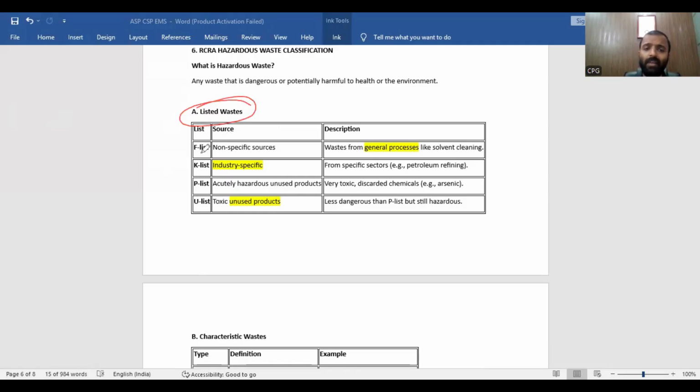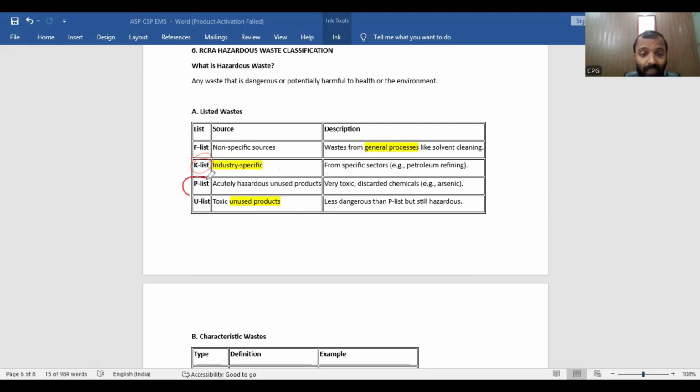It has given the classification, which is F list, K list, P list, U list. What is F list? Very general process, non-specific sources, waste from general processes like solvent cleaning. K list is industry specific, very important, from specific sectors like petroleum, refinery, etc.